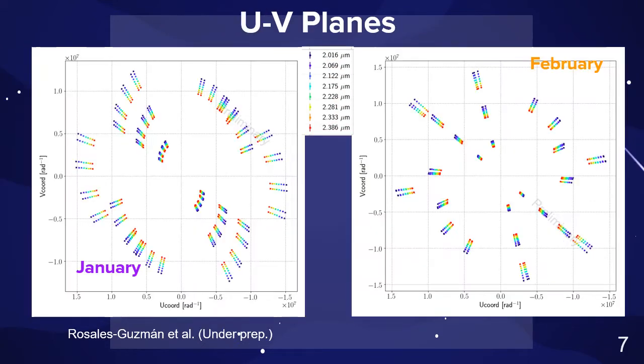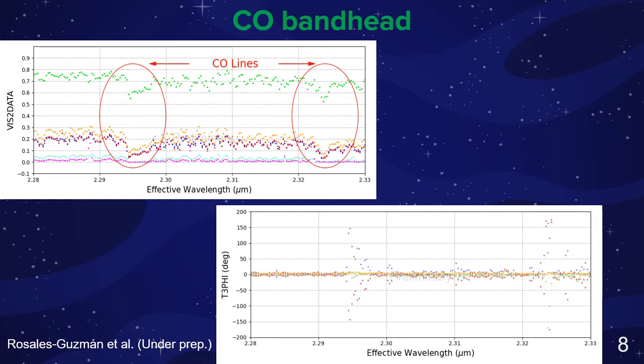The UV coverage is presented in this slide. Again, each color corresponds to a different spectral channel. Here, each point corresponds to a different baseline and orientation. The high spectral resolution of our GRAVITY data allowed us to resolve the 2 CO bandheads that you can see in red ellipses. The drops in visibilities with corresponding closure phases different from zero indicate that the regions where CO is present are more extended and more asymmetrical than the continuum emission.